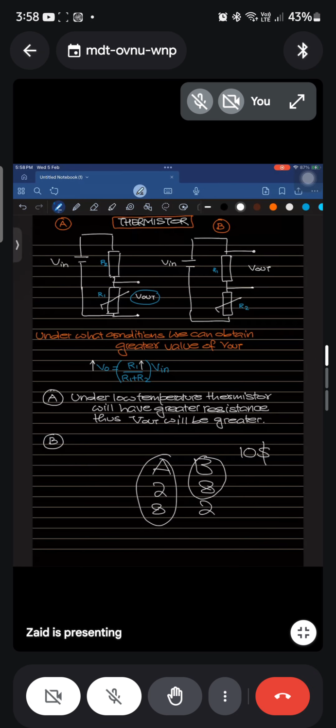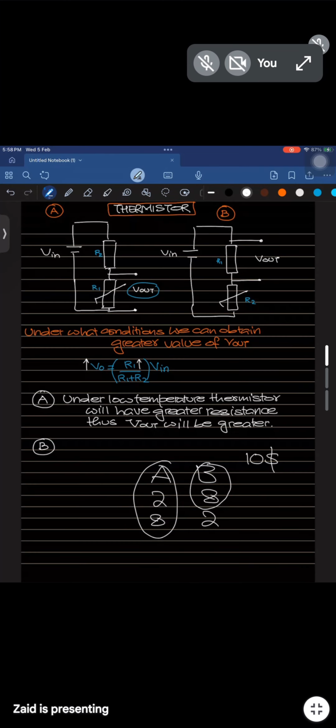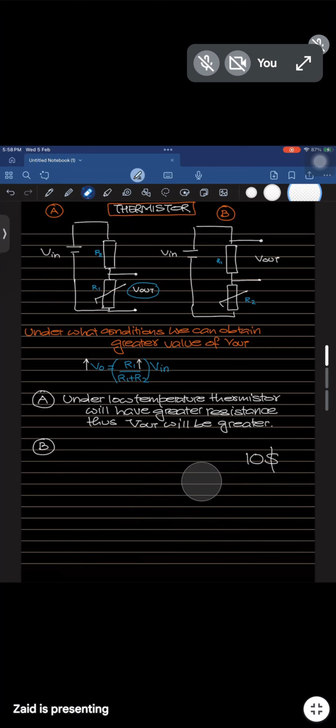Earlier I wanted a greater resistance for the thermistor. Now my potential divider is not across the thermistor, so I want the resistance of thermistor to decrease. When the resistance of thermistor decreases, there will be a lower voltage across it, and automatically there is going to be a higher voltage across the fixed resistor. So can anyone tell under what conditions I'm going to achieve a maximum voltage?